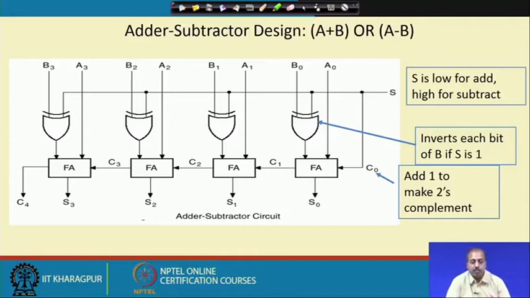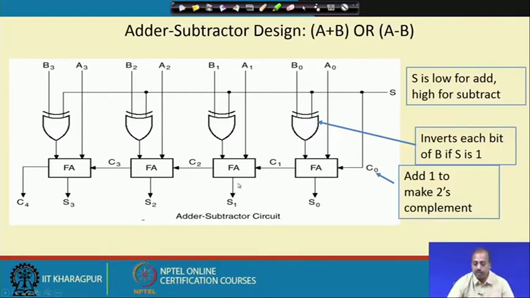So, this is the adder-subtractor design, a plus b or a minus b. Either of them can be done. Here, S is a control. S is low for addition and high for subtraction. If S is low, I am getting a 0, so C0 is 0. And these XOR gates will have this S input as 0. As a result, they will pass B0 here, B1 here, B2 here and B3 here. So, this will do the simple addition.